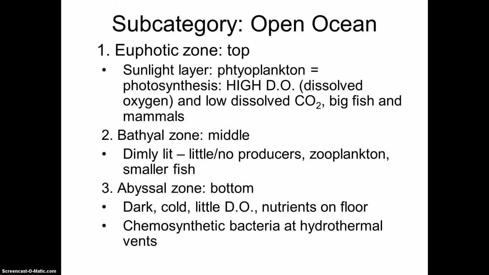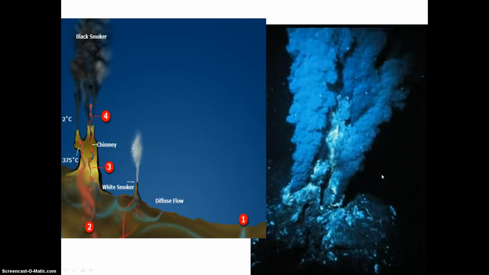We also have some producers. They are not photosynthetic. The only producers that can live here, because there is no light, are chemosynthetic bacteria, and usually we find those at hydrothermal vents.